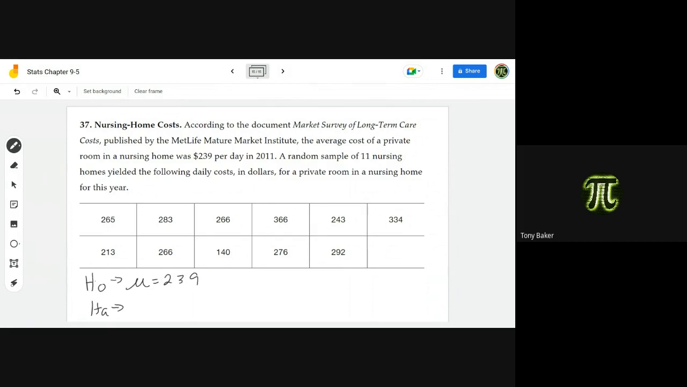Okay? So in this case, they want to test if it's greater than that. So we're going to say that our mean is actually greater than 239. And the significance level they want to do is 5%, 0.05. All right, so find me my mean, my standard deviation, and the t-score for this.